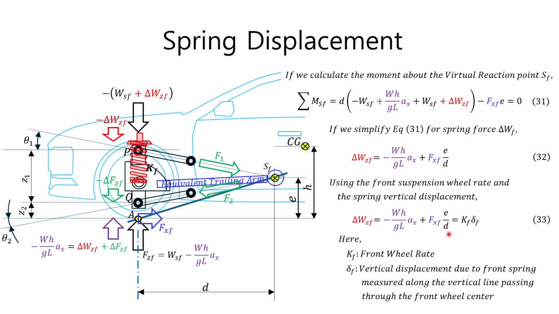Furthermore, from equation 33, it can be seen that if the vertical dynamic load of the entire vehicle is greater than the force acting on the links in absolute value, the spring force, Kf delta F, is positive, indicating that it acts in the direction of increasing the front wheel vertical load. Delta F has a positive value at the bump and a negative value at the rebound.